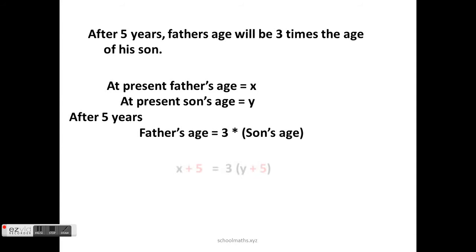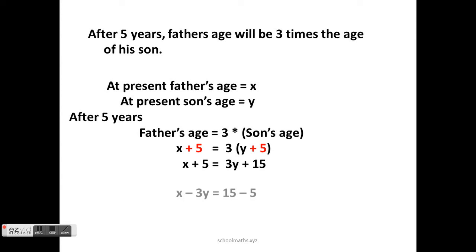After 5 years, that's why we are adding 5 to both. After 5 years, the father will become older, the son also will become older. We are adding plus 5 and plus 5. Simplify. So the result is x minus 3y equals 10.